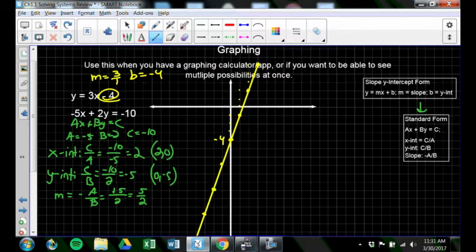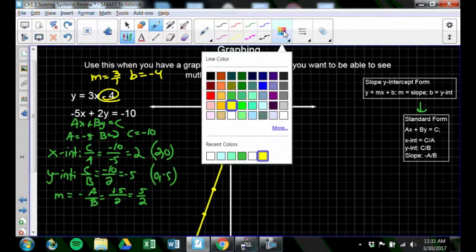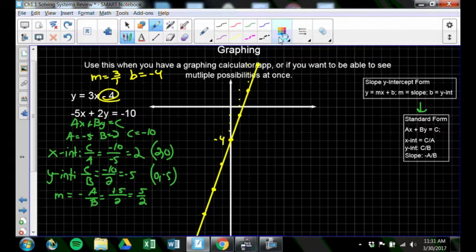There we go. Nice, pretty yellow line. Now I'll do the green one. The green one has a y-intercept at negative 5, which would be here, an x-intercept at 2, which would be here, and a slope of 5 over 2. So I can keep going up 5 and right 2, or I can start going down 5 and left 2.